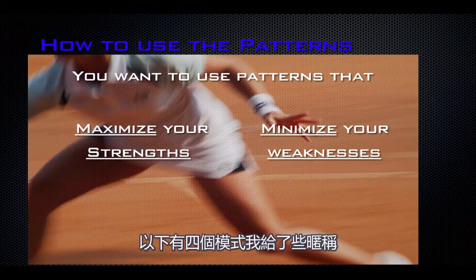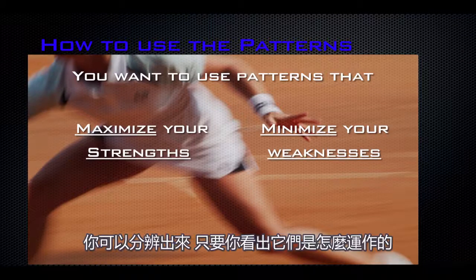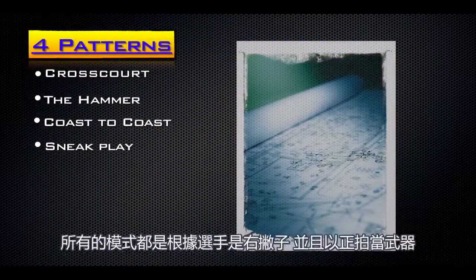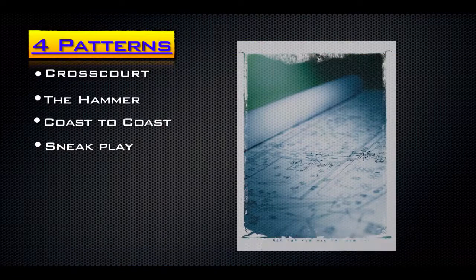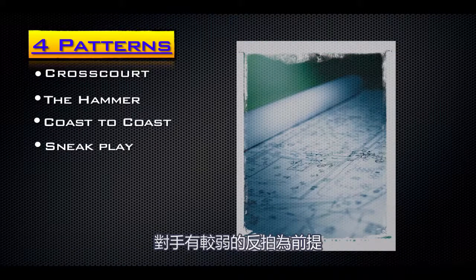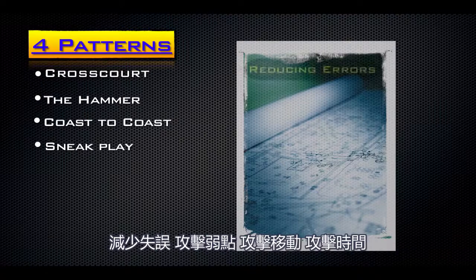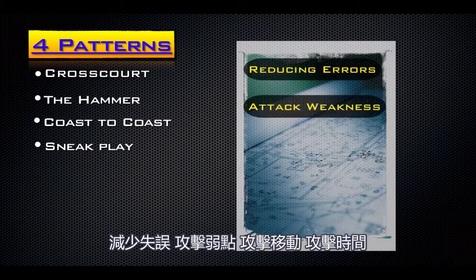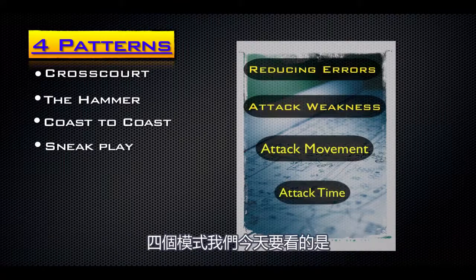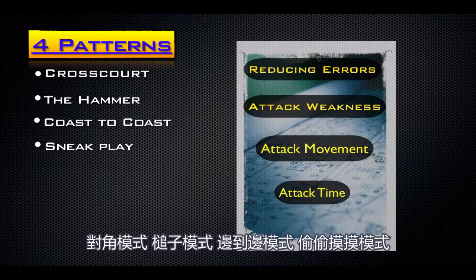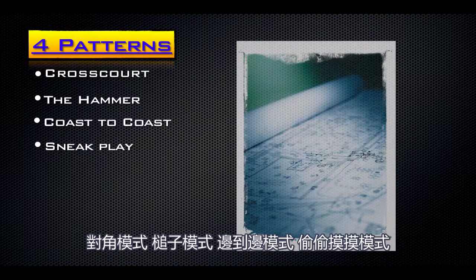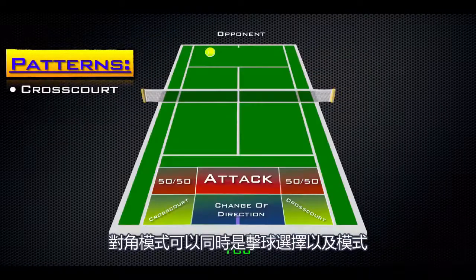Here are 4 patterns that I've given nicknames to, but you will recognize them after you see how they work. All of the patterns are based on players being right-handed and using their forehand as a weapon against opponents with weaker backhands. Also watch how each pattern is using different levels of tactical play from video 1: reducing errors, attacking weakness, attacking movement, and time. The 4 patterns we'll be looking at today are the cross-court pattern, the hammer pattern, the coast-to-coast pattern, and the sneak play.